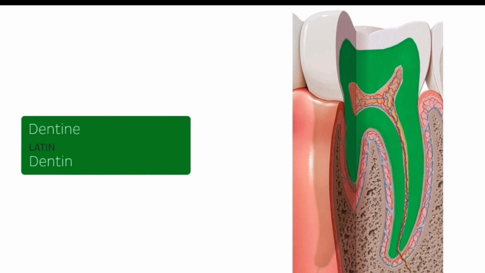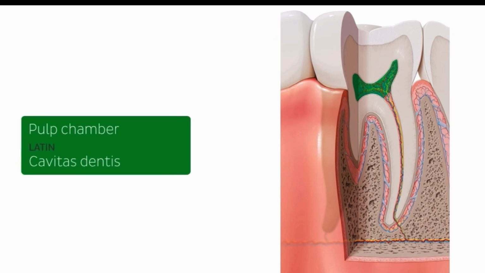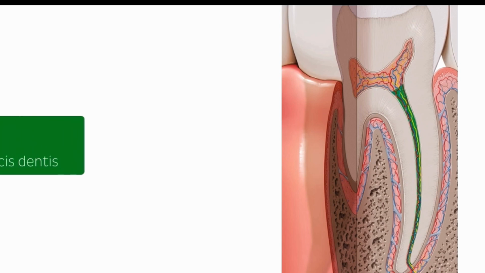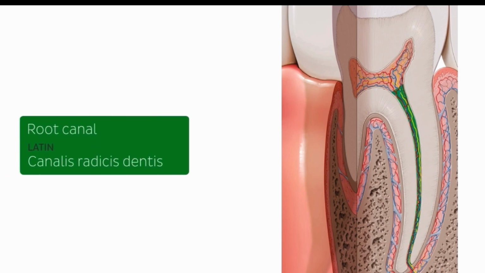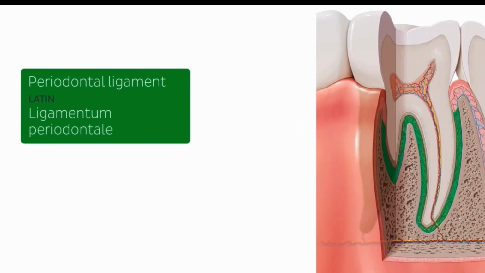It contains microscopic tubules that transmit sensation. Further inside the tooth, we will find the pulp, which carries the blood supply and sensation through the nerves down the root canal. The periodontal ligaments are the main anchor of the tooth from its connection of the cementum to the alveolar bone. They are also shock absorbers for mechanical forces.